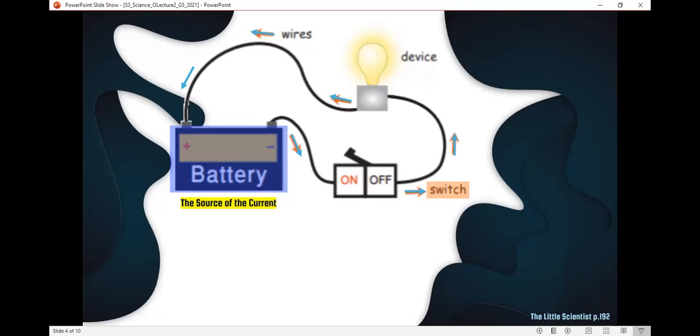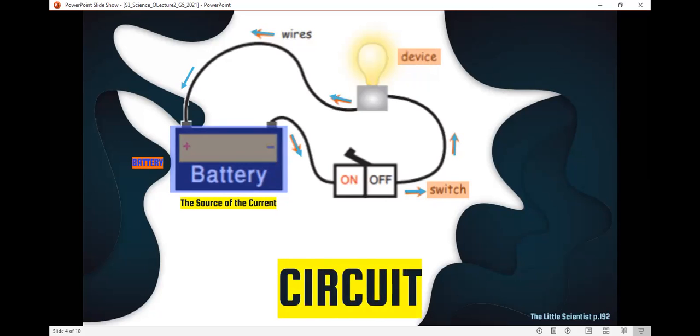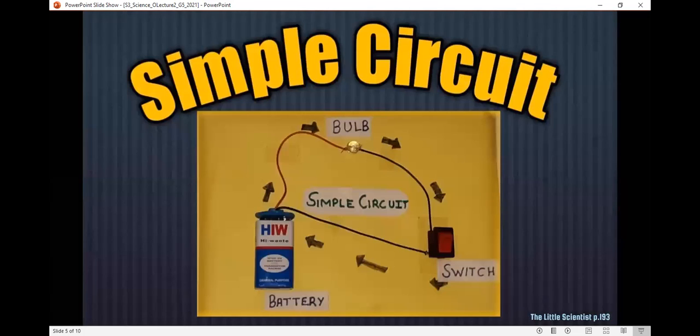I have a switch to control the circuit. I need a device. The device could be a computer, microwave, maybe a hair dryer, iPad, TV, radio, anything. And what else? That's what we call a circuit, an electric circuit. You can build one at home. Look at this. If you have a battery at home, you have a light bulb, and you have wires, you can link them and connect them together to build an electric circuit.